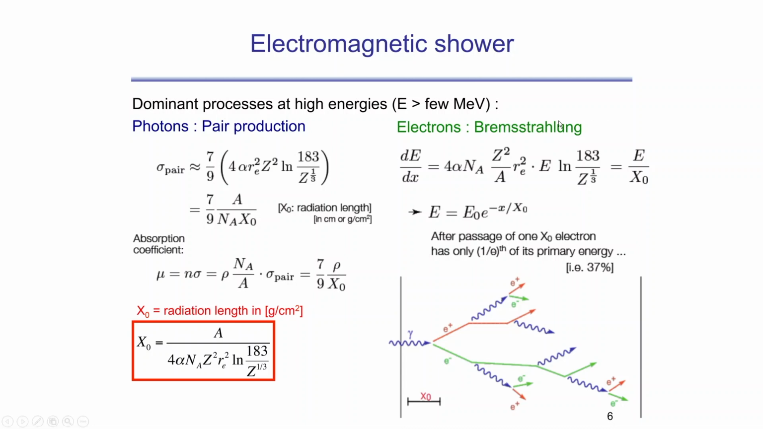These processes can be described in terms of a characteristic length in the material called the radiation length. This is the constant in the exponential decay of the energy left in the electron as a function of distance it travels in the material. The expression for a radiation length goes like A over Z squared. So high Z materials degrade electromagnetic energy more quickly than low Z materials. The radiation length is the amount of material required to reduce a high-energy electron to an energy of 37% of its original energy.